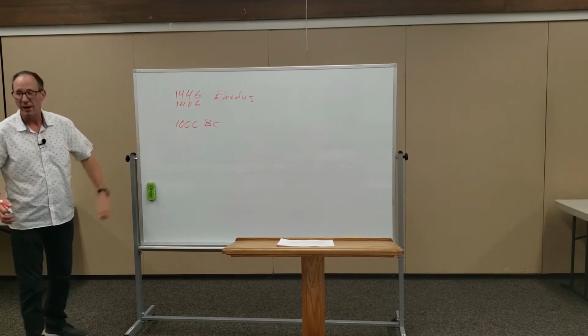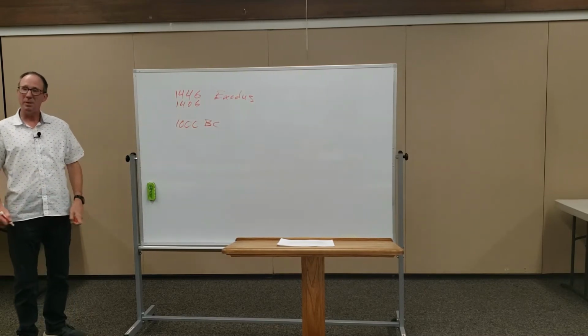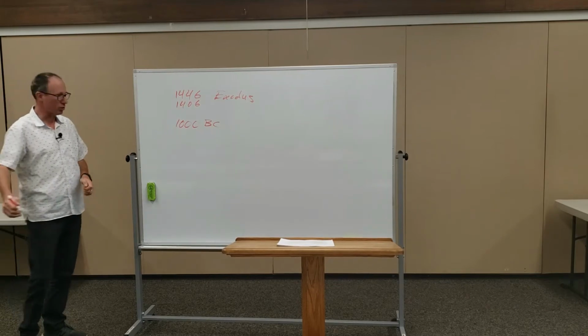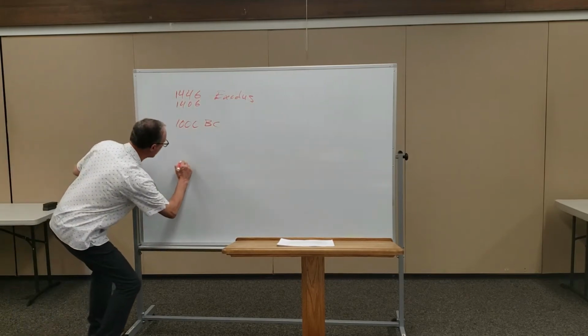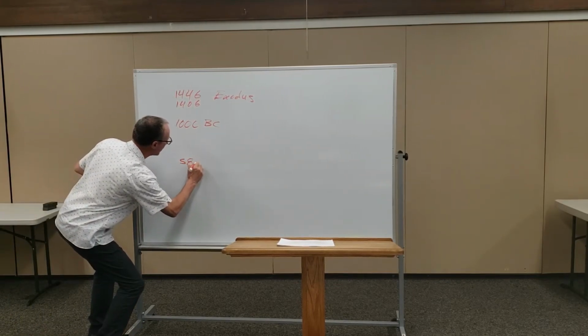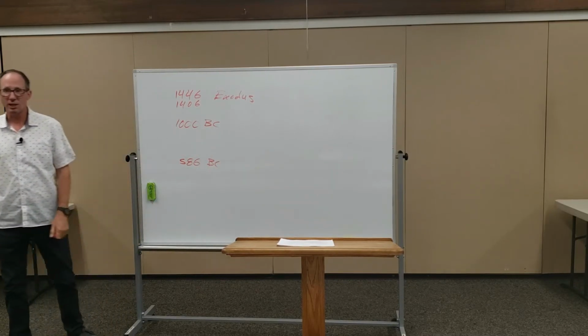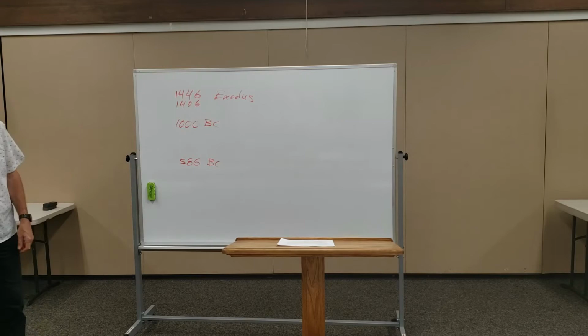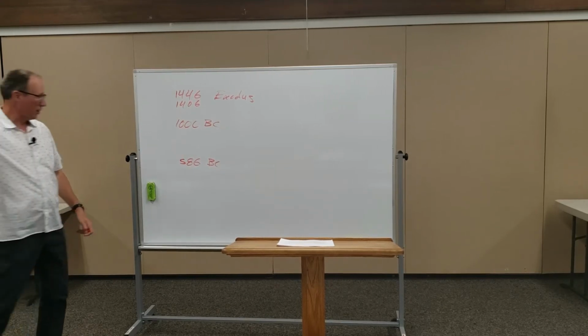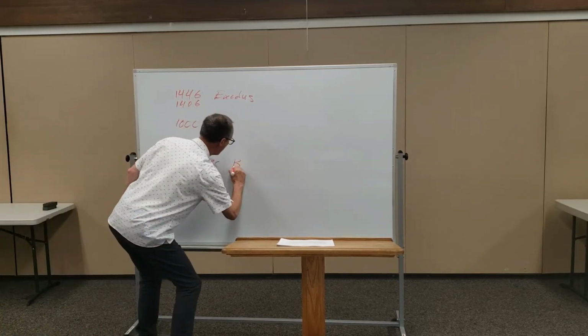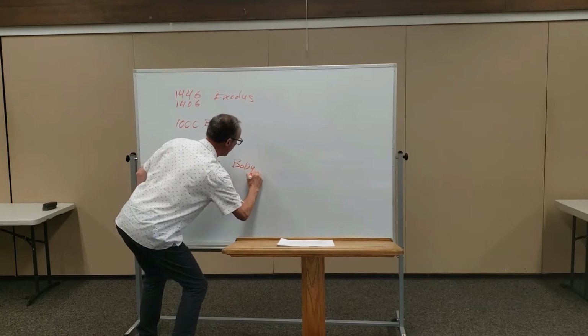On the other end, roughly, the last big thing that happens in Old Testament history is 586 BC. What is that? What is 586 BC? Babylonian captivity. Okay, off to Babylon we go.